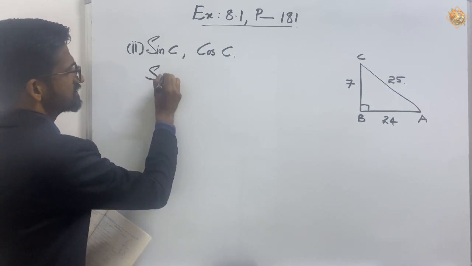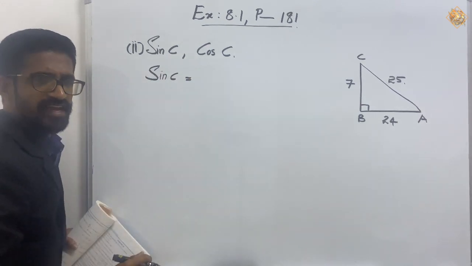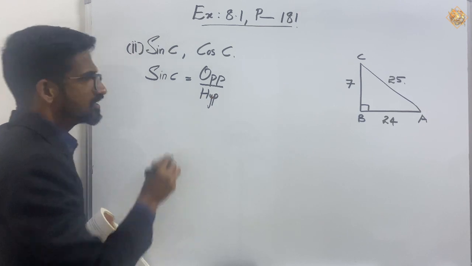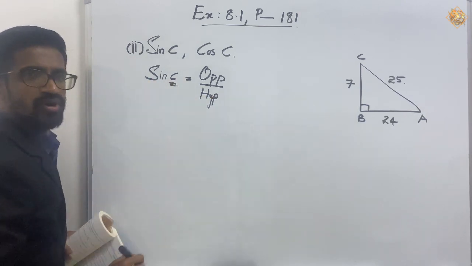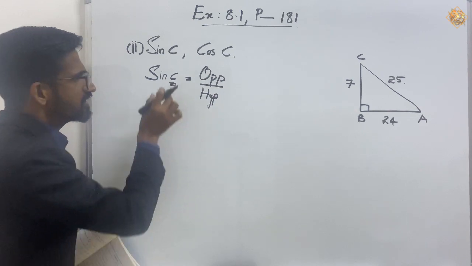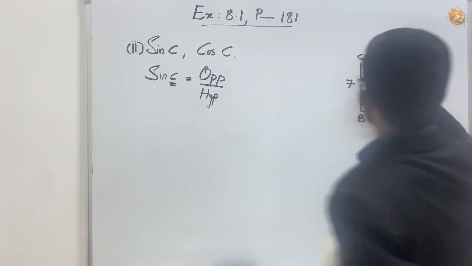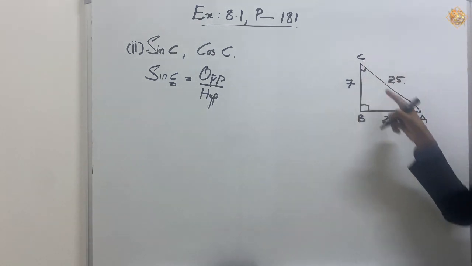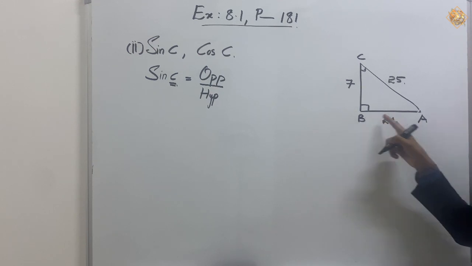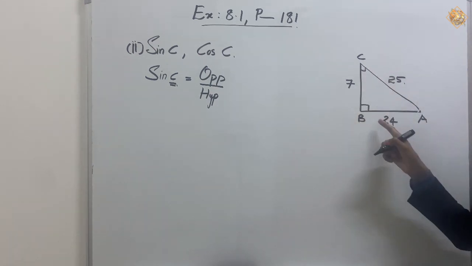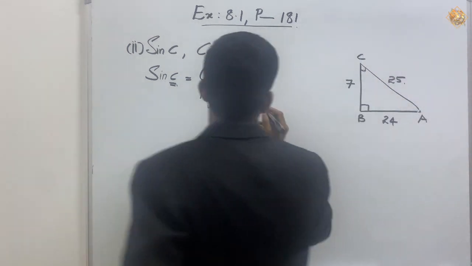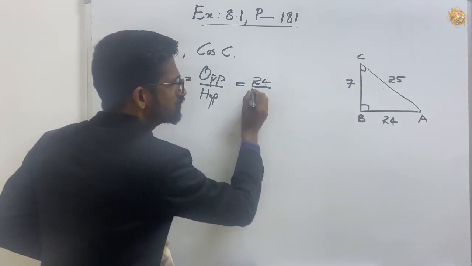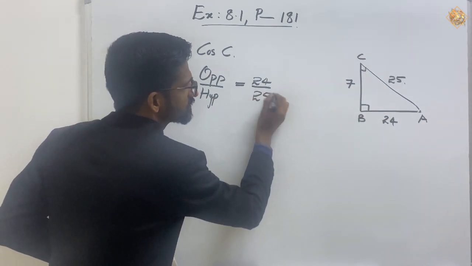So to get sin C, we know the definition of sine, it is opposite by hypotenuse, isn't it? So here the angle is C. When we take the opposite side for this C, we must focus here. This is the angle that we are looking at. So the opposite of C is AB, the measure of AB is 24. So that is 24 by hypotenuse. Hypotenuse is always the same, that is AC, that is 25.